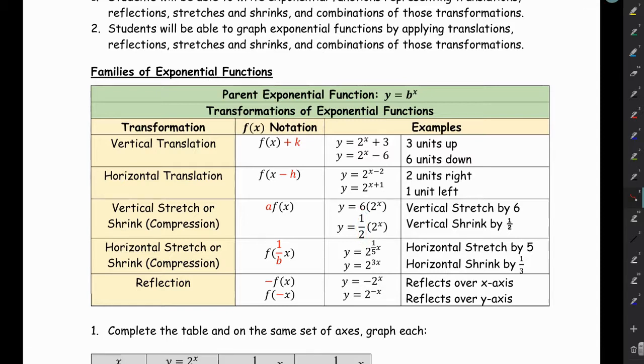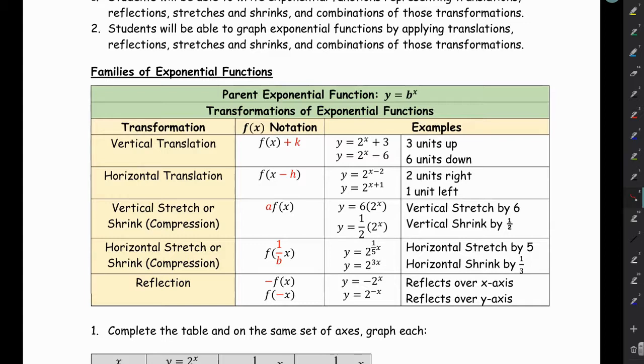The next one we have is a horizontal stretch or shrink. And that is a little bit different. You have to think of that as 1 over the value. So in other words, if we have 2 to the 1/5 x, 1/5 is actually going to be a stretch of 5, a horizontal stretch of 5. If we have just a value of like 3 there, that's going to be a shrink by a third. So that one's a little tricky. That's definitely one of the ones that has you thinking, but we'll do a lot of practice and you'll see what I mean.